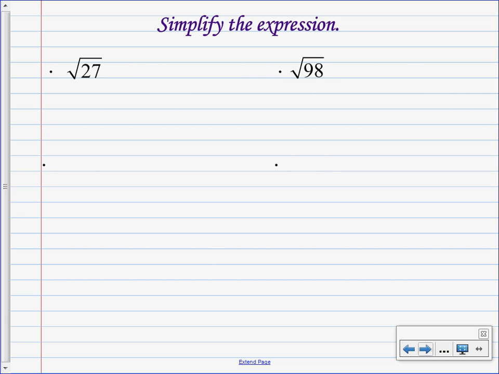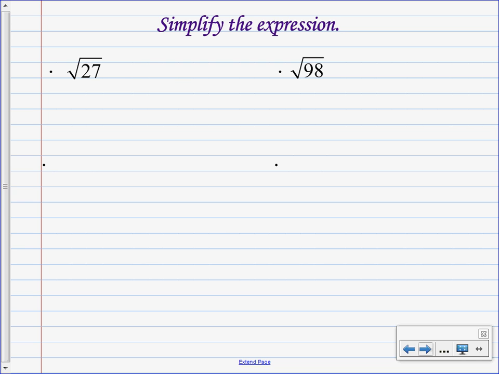Let's do this one. Square root of 98. I did square root of 27 when I was doing the properties. Did you write it down? So do I need to do it again? I can do it again if you really want to write it down twice. No? Okay, cool.